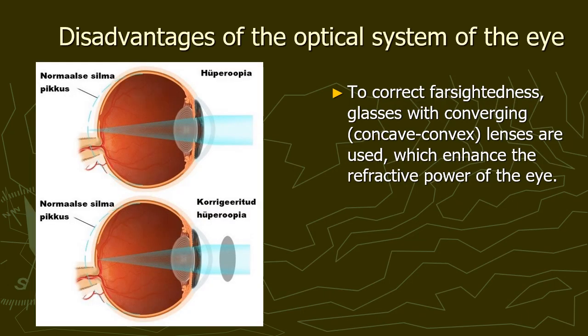In the case of farsightedness, the image will initially be behind the retina. We need to increase the optical power of the eye, and in this case, collecting lenses are used. The image will then be obtained on the retina.